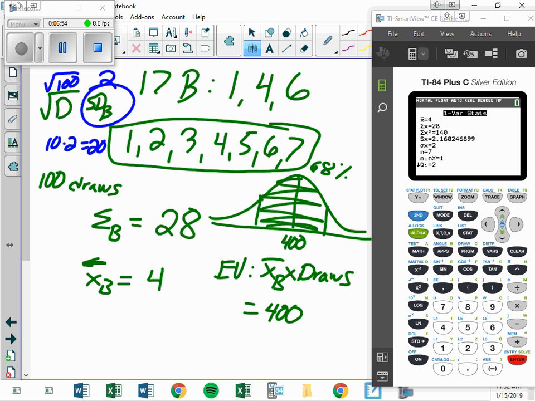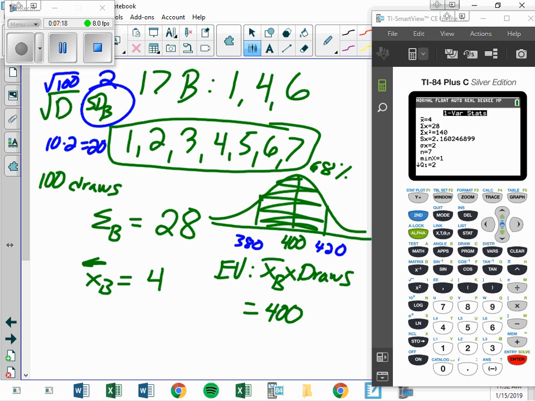Another way to say it would be 68% of the people will earn between 380 and 420. Does that make sense to everyone? Okay. So the sum of the draws will be around 400, give or take 20 or so.